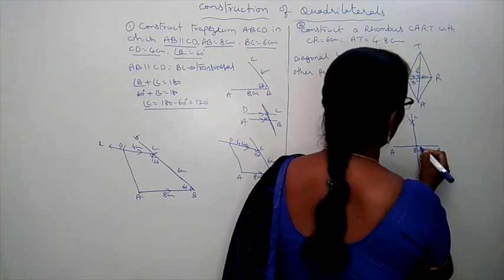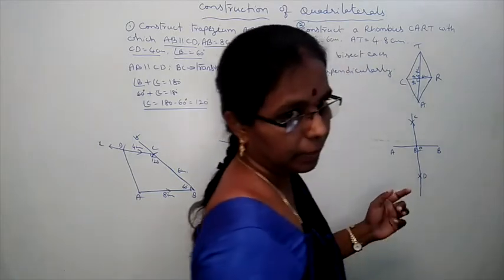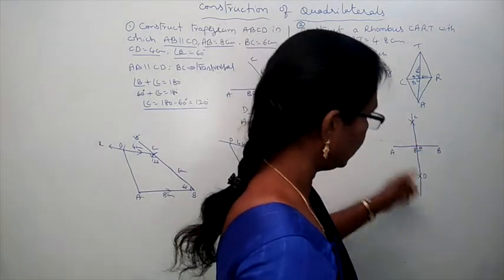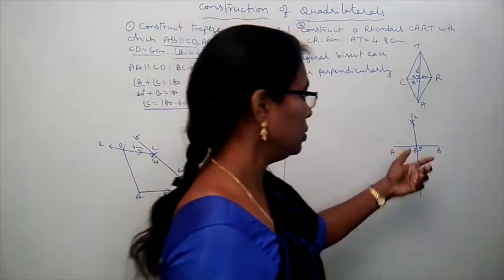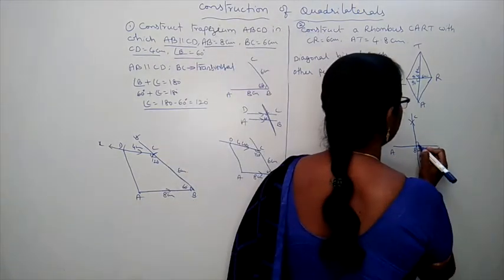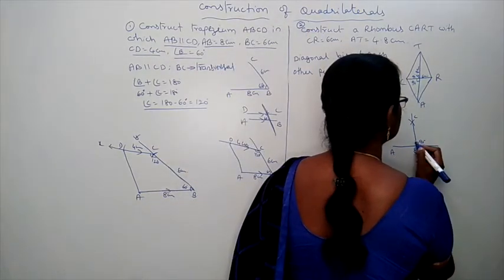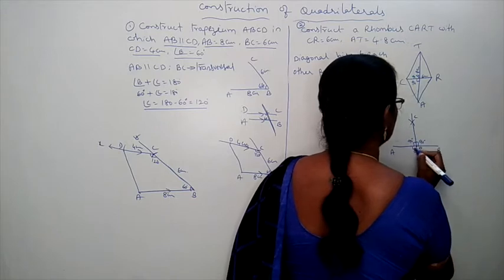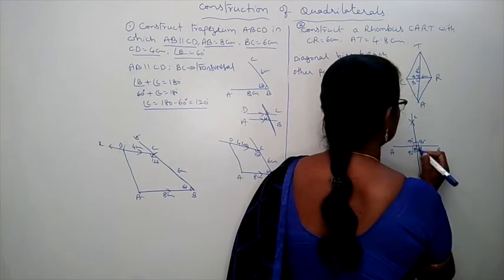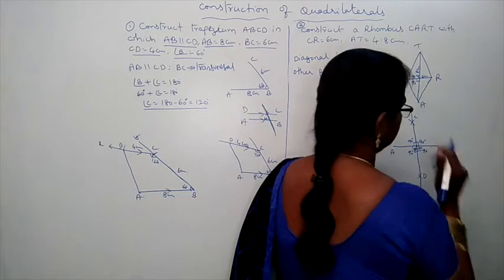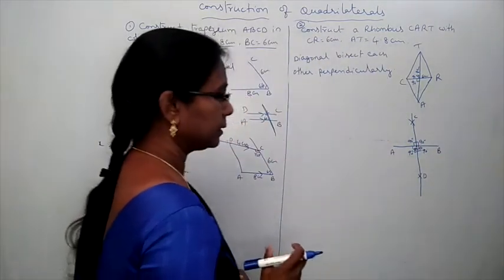Now, COD is the perpendicular line to AB. That means here, perpendicular line means what? The angles must be 90. All 90. Now how to draw the perpendicular bisector?